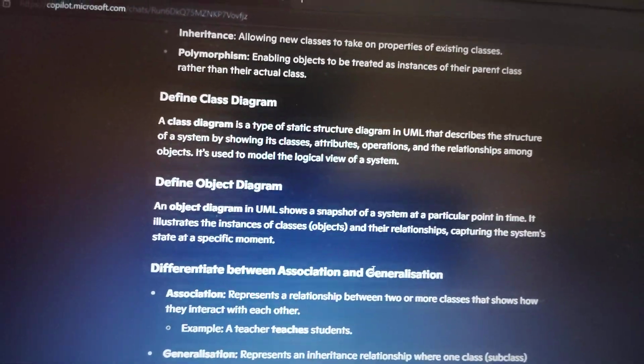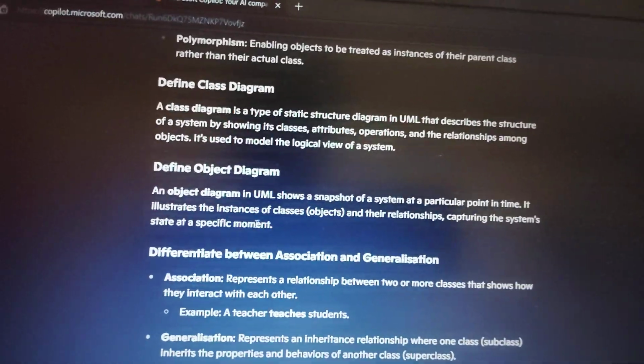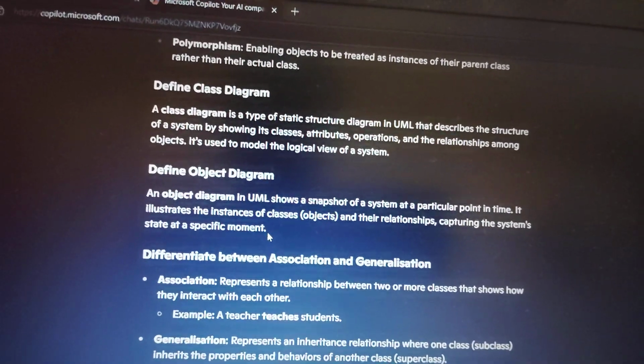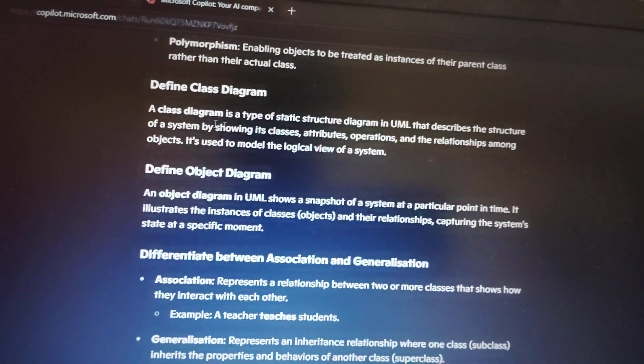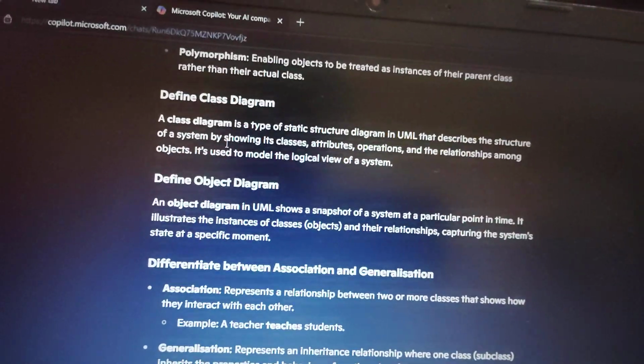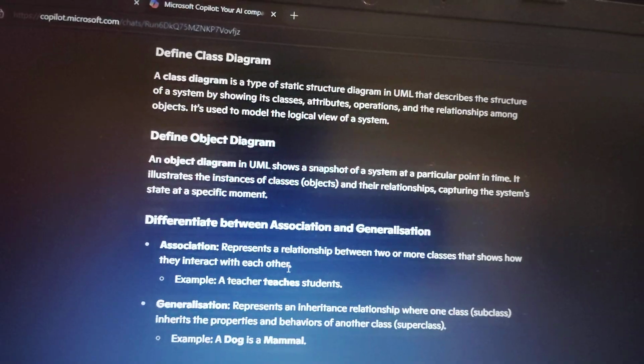An object diagram in UML shows a snapshot of a system at a particular point in time. It illustrates the instances of a class and their relations, capturing the system's static moment. We can also write that a class diagram describes the structure of a system, so an object diagram describes the dynamics of a system. Like that we can write.